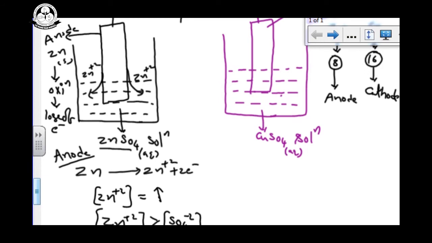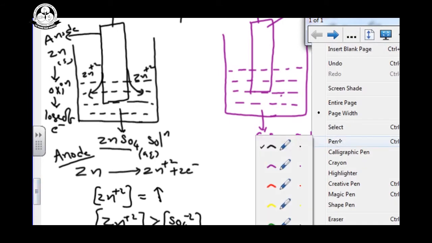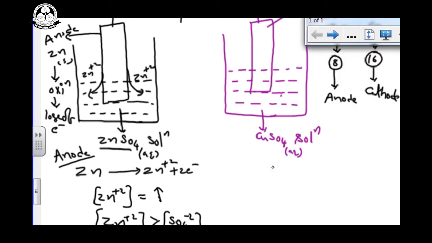Mass of zinc rod: ions are coming out continuously, so the mass of zinc will decrease. At the same time, what happens in the cathode cell? Cathode reduction, gain of electrons. Cu2+ plus 2 electrons gives Cu. This is the cathode reaction.